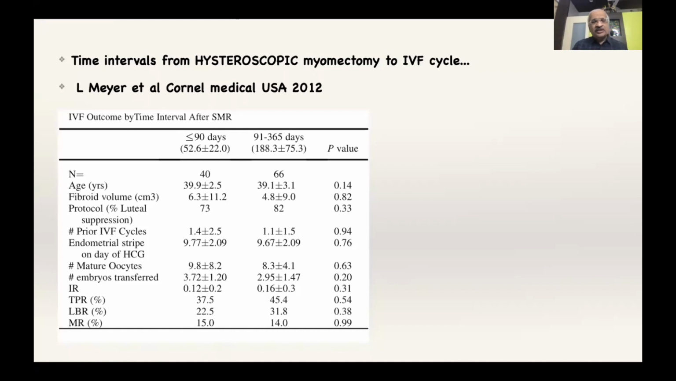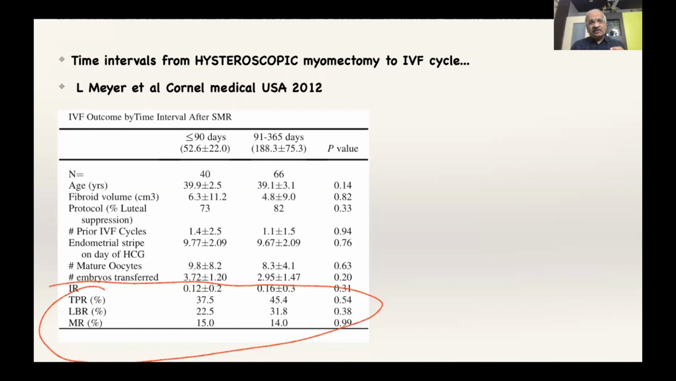And they divided the patients into two groups: those who underwent an IVF cycle before 90 days of completion from the surgery, and the ones who went for IVF treatment between 91 and 365 days. Now, when you look at the pregnancy rate and the live birth rate, from the p-value point of view, it's not significant. Definitely, that is there.